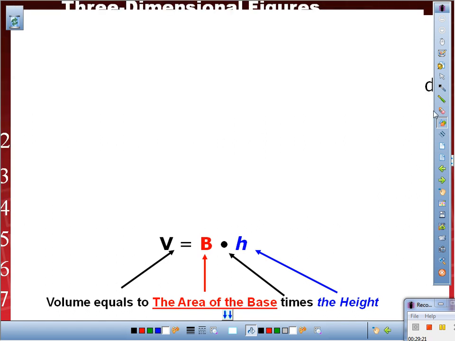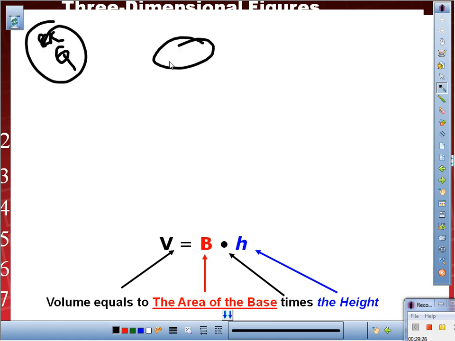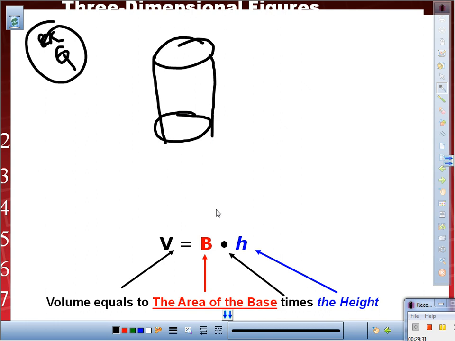Example Q. I'm going to draw a cylinder. There it is. Not perfect. I'm just trying to get you guys there. So check this out. What does the base look like? A circle. So how do you find the area of a circle? Pi times the radius squared. So hold on before we go. That's for the base, right?